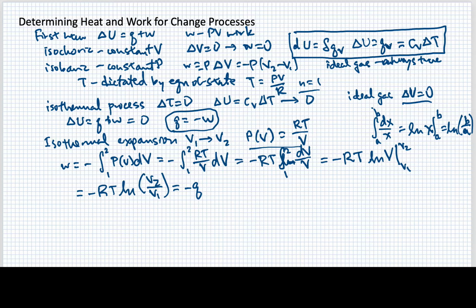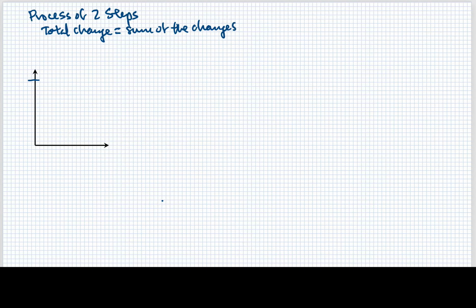All right, now I want to shift gears a little bit and talk about what happens when we have more than one step. So we're going to talk about a process of 2 steps. Now, when we have a process of 2 steps, we still need to calculate things for each step, but the total process, that is the sum of the 2 steps, is going to simply be the sum of those 2 steps. So the total change is going to be equal to the sum of the changes in each step.